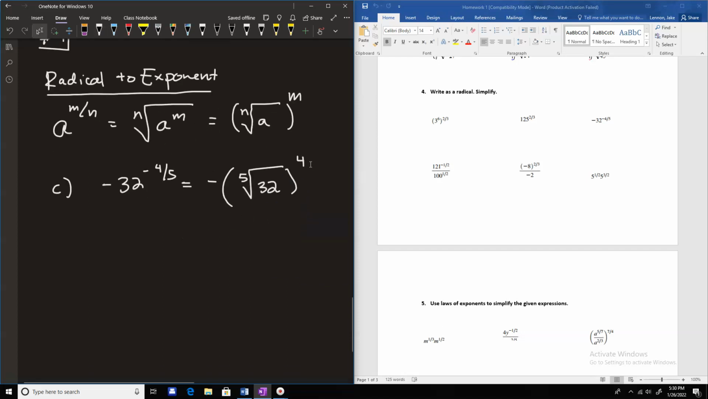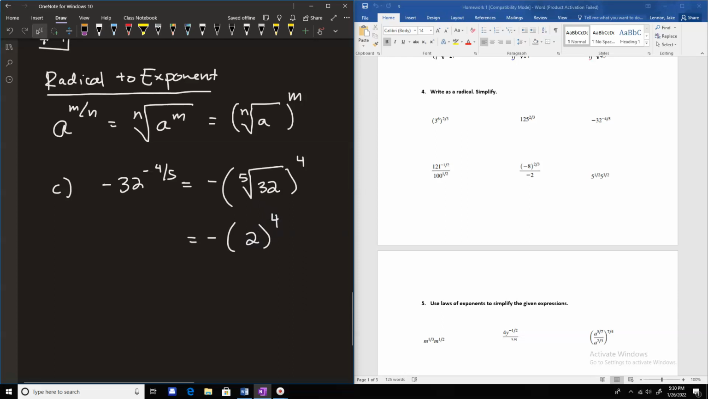So that can be simplified because 32 is, let's see, 32. Oh, the 5th root, yeah. 32 is 2 to the 5th power. So the 5th root of 32 will just be the number 2. So we have negative, and then the 5th root of 32 comes out to 2, and this is the 4th.